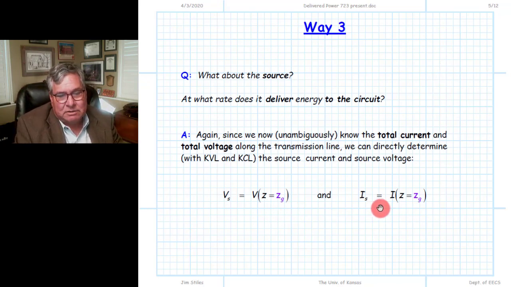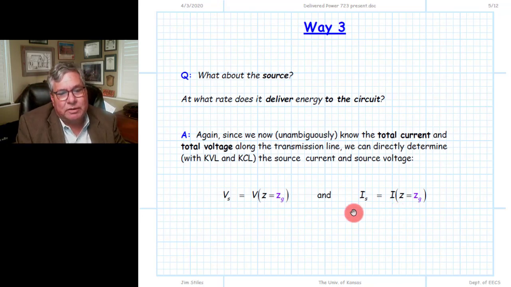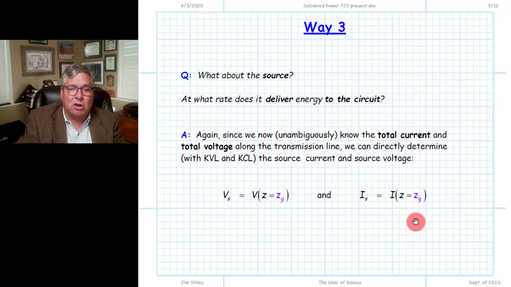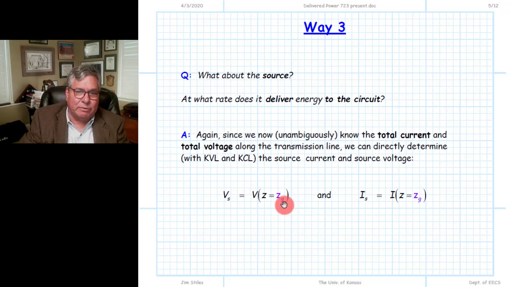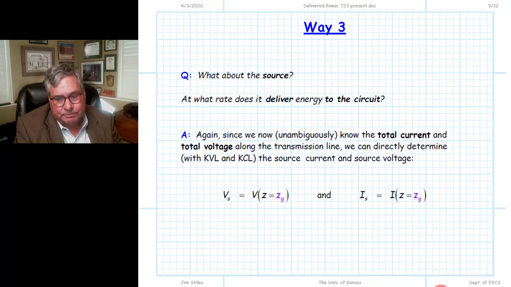And the way we do this is really the same as we did for the power absorbed by the load. Once we know the total voltage as a function of position and the total current as a function of position along the transmission line, then we can evaluate the total voltage and total current at the beginning of the line where the source is located. And again, that impedance for the source we'll call ZG. You simply evaluate total voltage and total current at that location at the beginning of the line, get those two complex numbers, and from that we can determine the power delivered by the source.